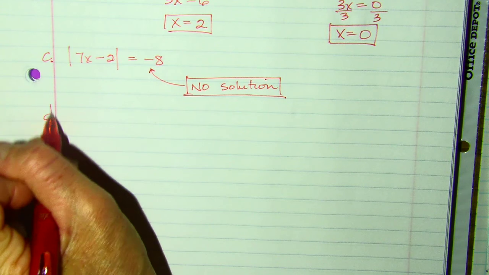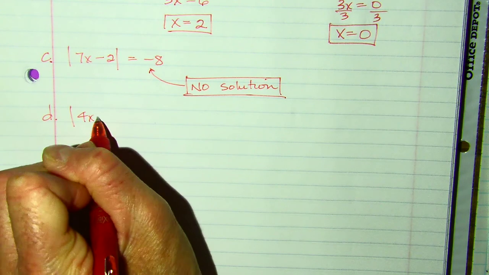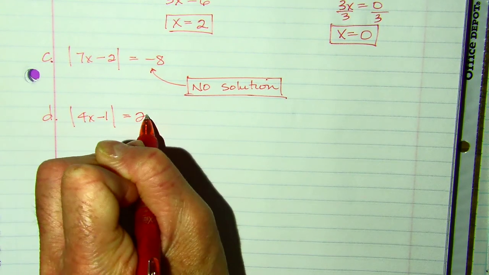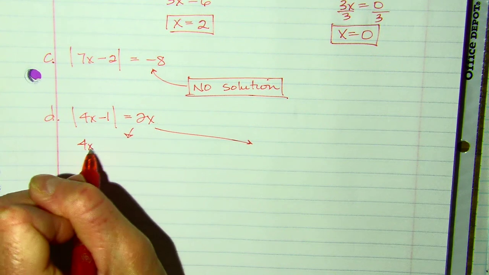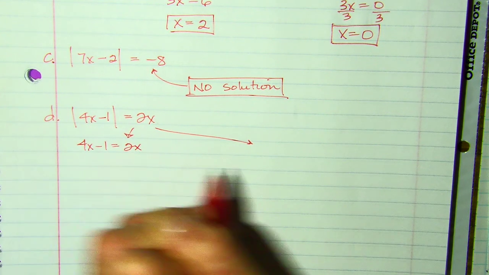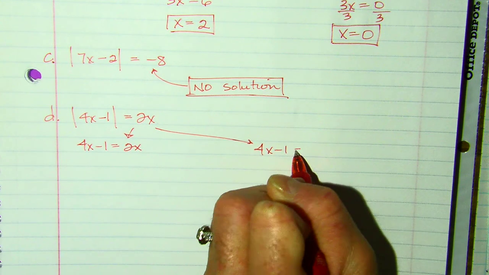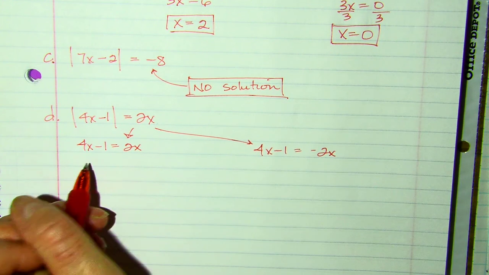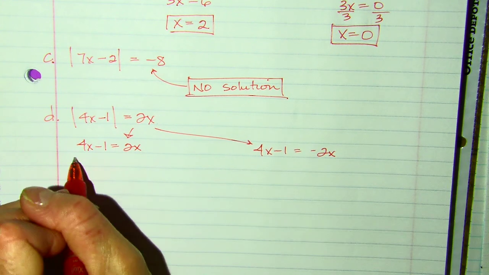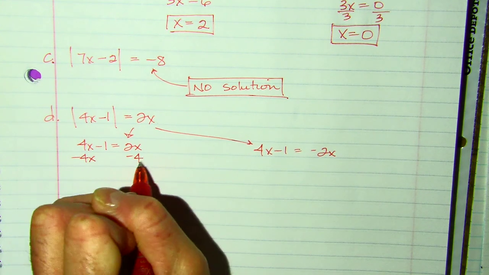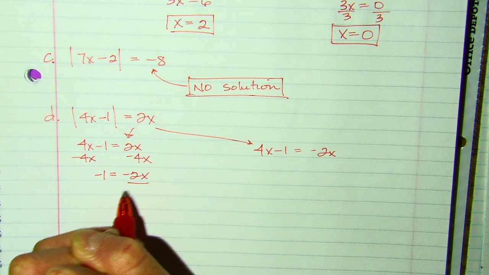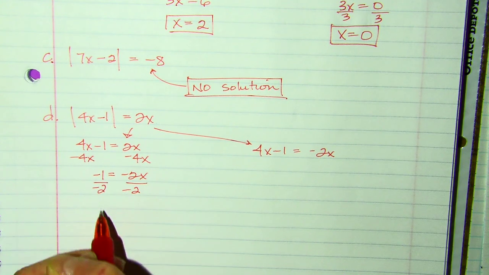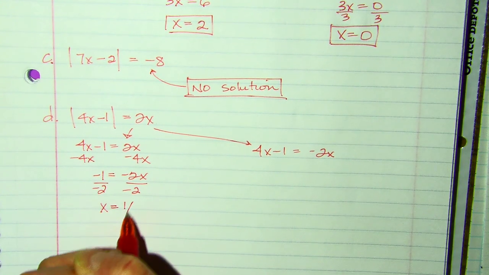D, the absolute value of 4x minus 1 equals 2x. Set up your two equations. 4x minus 1 equals positive 2x. 4x minus 1 equals negative 2x. So solving here, I'm going to subtract 4x, and I get negative 1 equals negative 2x. Divide by negative 2, and x equals 1/2.